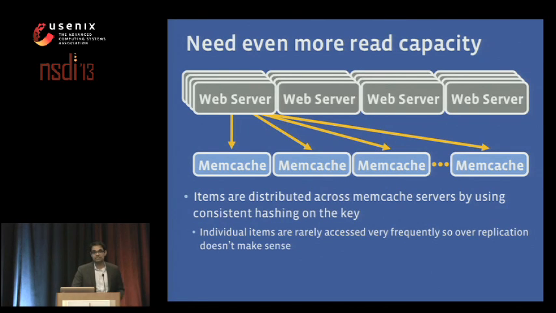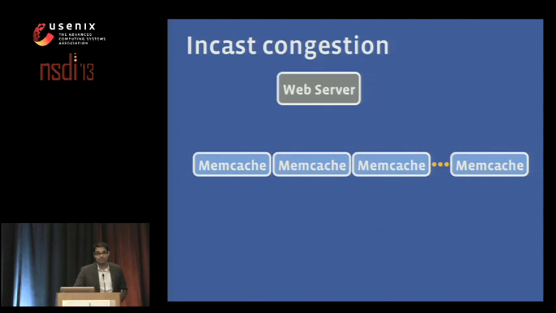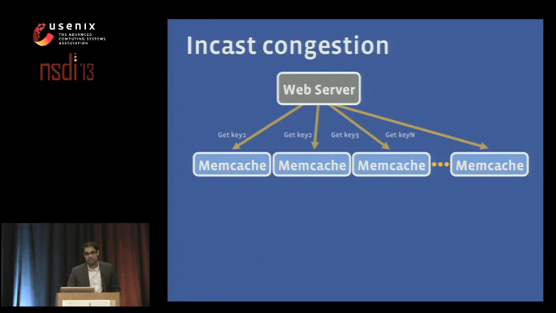Now, if all the web servers are doing this, notice that we have a pretty big problem with all-to-all communication. That means within a very short period of time, all web servers will access all cache servers simultaneously, and this puts an enormous strain on our network and our network infrastructure that we have to handle. One of these problems is what we call in-cast congestion.